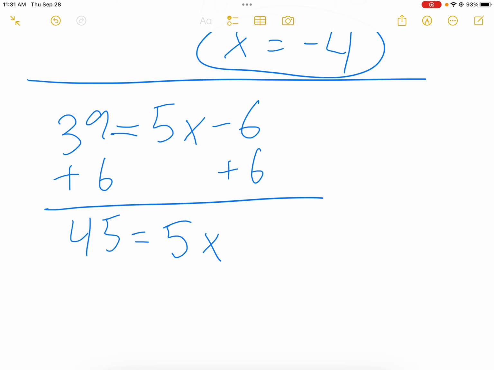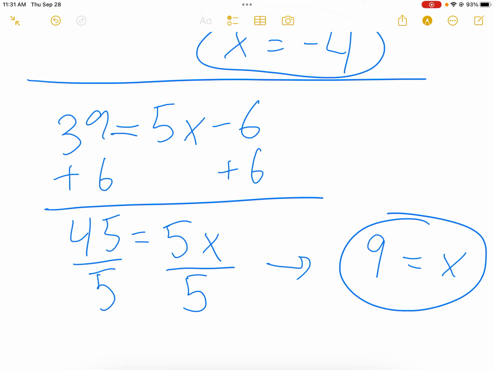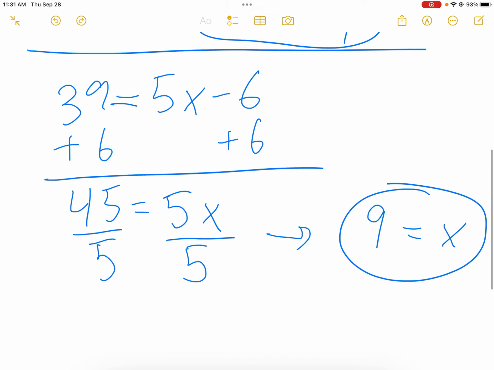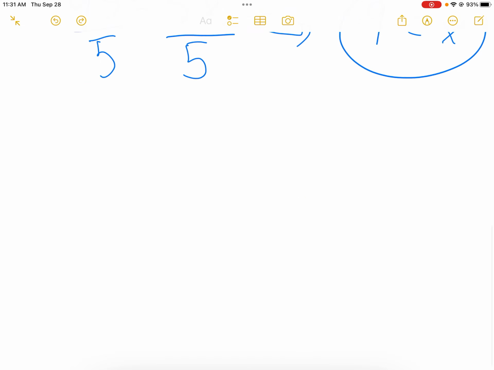How do I then take this and finish up? Get x, divide by 5. X is 9. No negatives other than the fact that this is a subtraction sign here. But you basically deal with negatives the same way that you deal with positives, but if you are getting rid of them, you add instead of subtract.